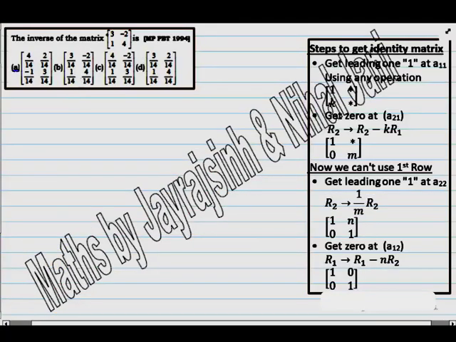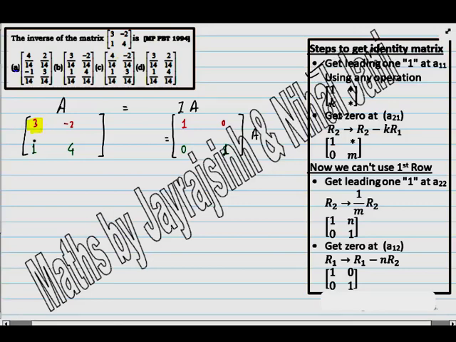In this question, you have to find inverse of matrix 3 minus 2 A4, and the first step is write in the form of A is equal to IA, and here it is. Now our first step is to get leading one at A11 point.